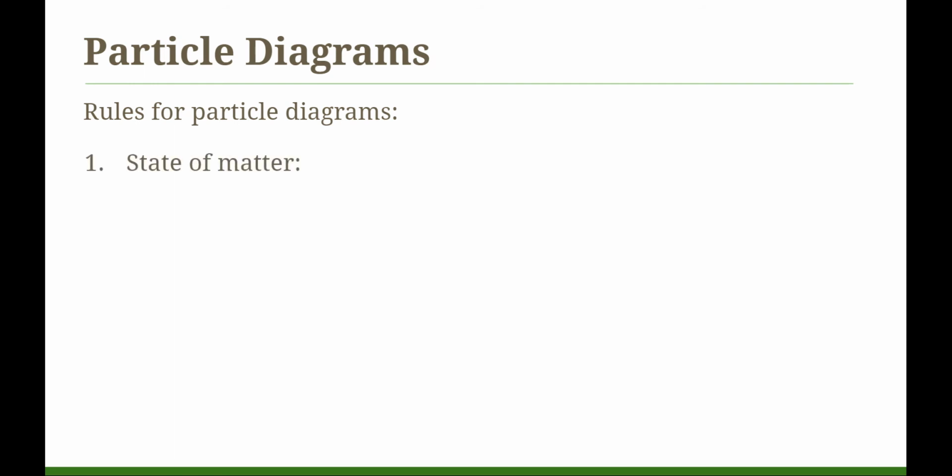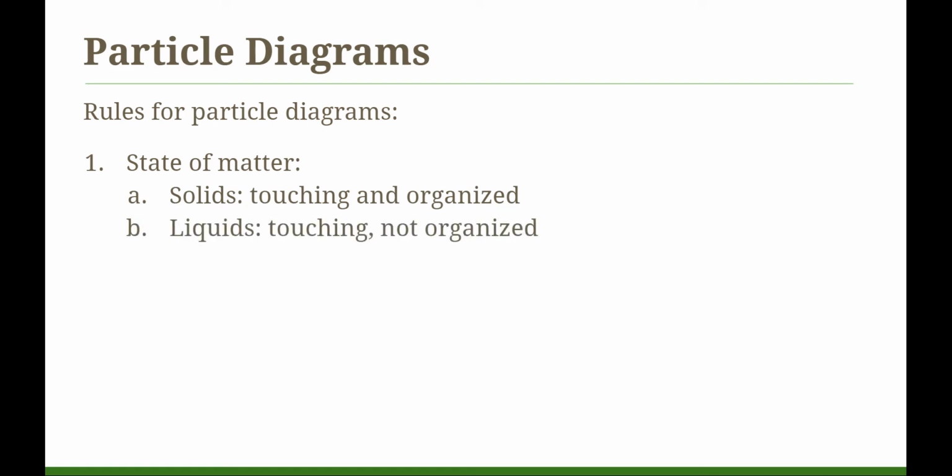When we look at substances, sometimes it will be helpful to draw particle diagrams. So this shows what the particles, the atoms and the molecules that make it up, look like. If we are drawing our particle diagrams, we have a couple rules to follow. First up, based on the state of matter, solids should be touching and organized particles, and we'll see an example of this in a second. Liquids should be touching and not organized, and gases should be not touching and not organized.